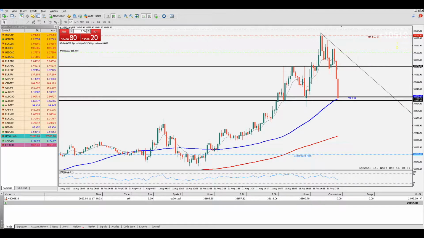We currently have a position open in US 30, a sales position. We took it at 33,605 around this area right here. The reason I took it is because it's really an RSI play, based off of daily resistance as well. We picked up on the volume after the New York Stock Exchange open, and we took it with the volume down there.